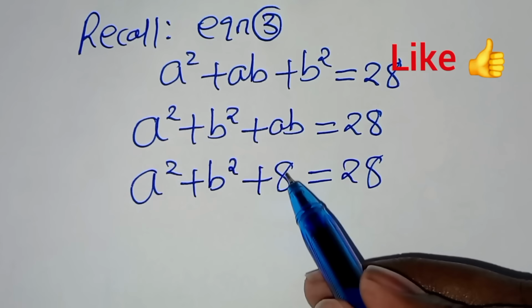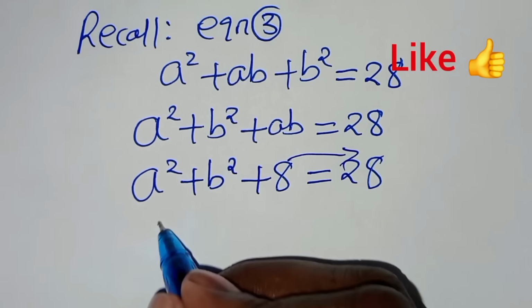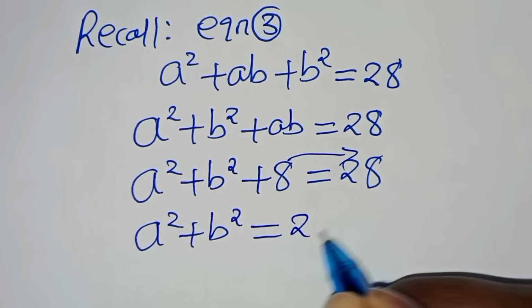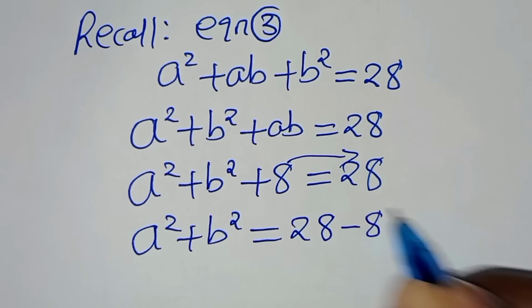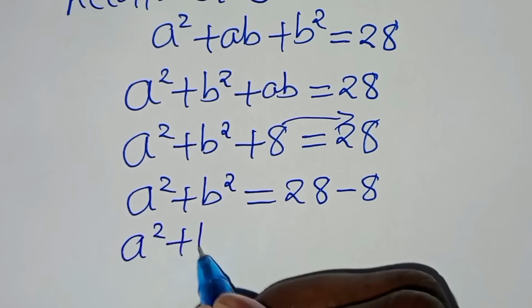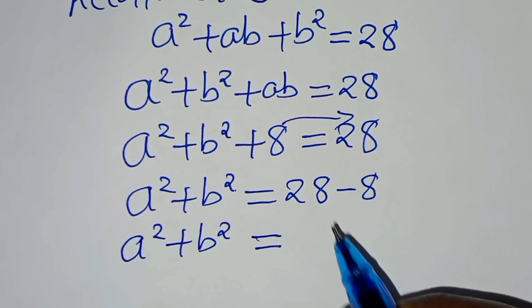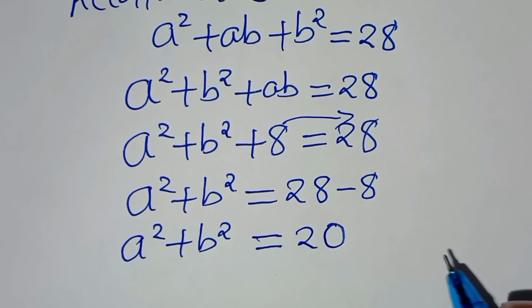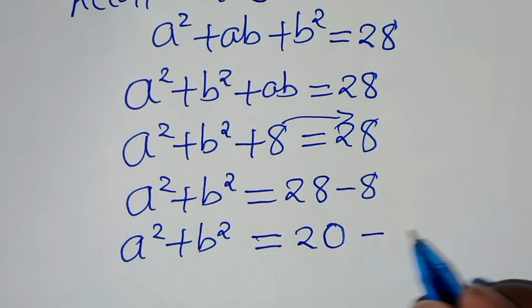The next step is to take 8 to the right-hand side so that we have a squared plus b squared. This is equal to 28 minus 8. So this implies that a squared plus b squared is equal to 28 minus 8. This is equal to 20. And let's call this equation 5.